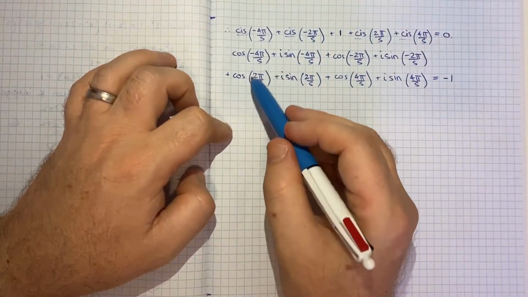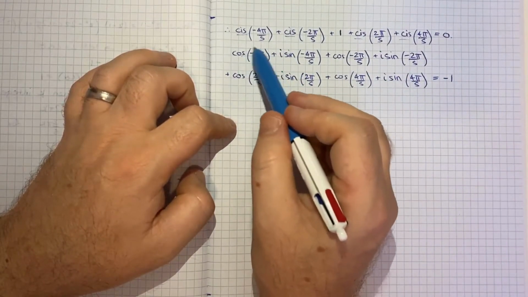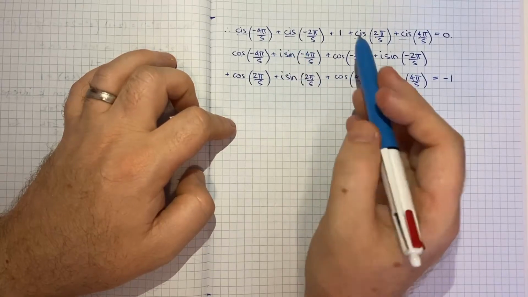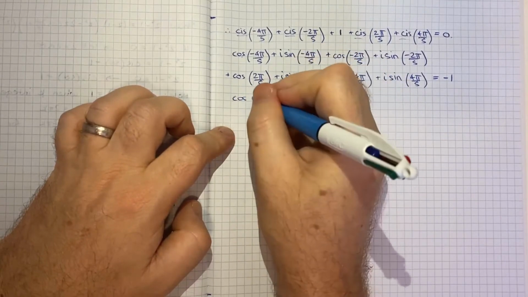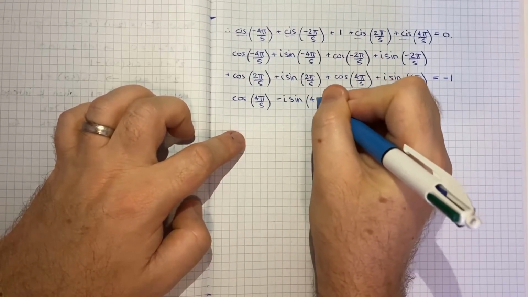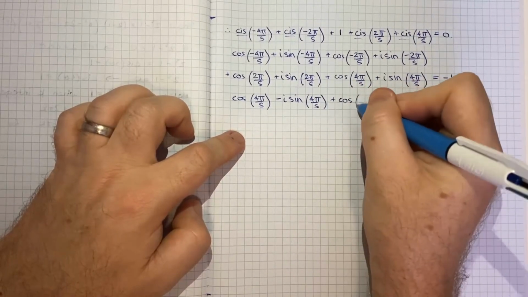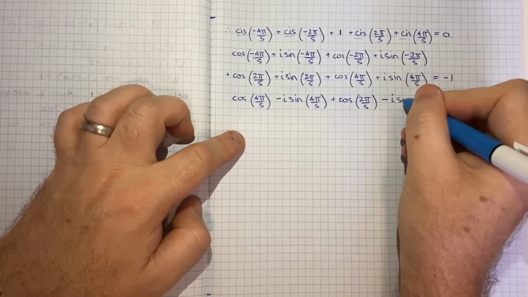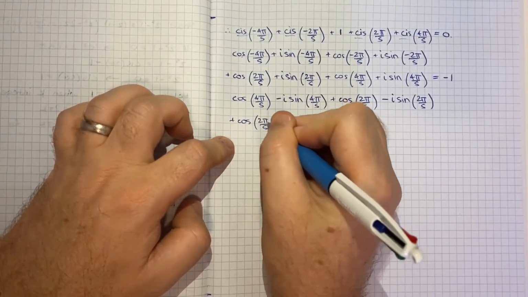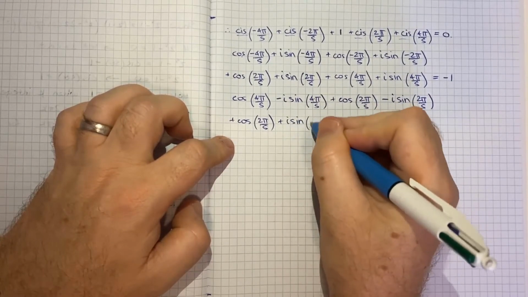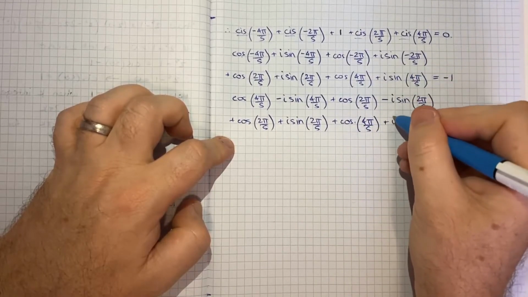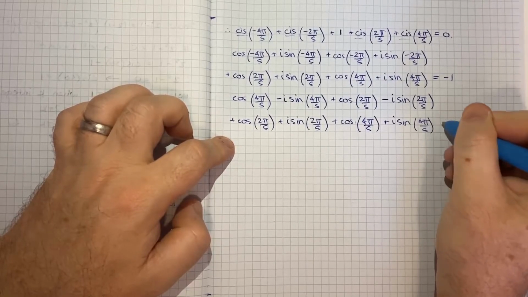Now, we can use our odd and even functions to write the cos of anything negative. We can just write cos of the positive angle. And the i sine of anything negative, we can bring the negative out the front. So what we'll get is cos 4 pi on 5, minus i sine 4 pi on 5, plus cos 2 pi on 5, minus i sine 2 pi on 5, plus cos 2 pi on 5 plus i sine 2 pi on 5 plus cos 4 pi on 5 plus i sine 4 pi on 5. All of that will be equal to negative 1.